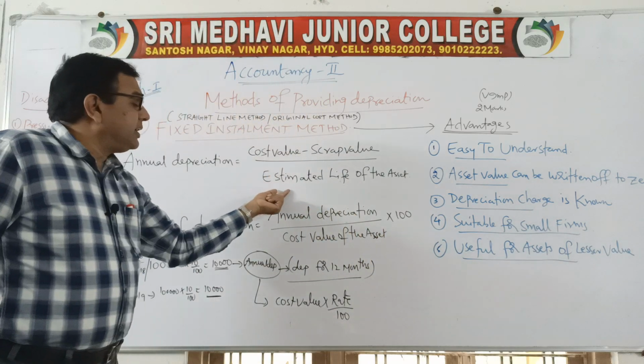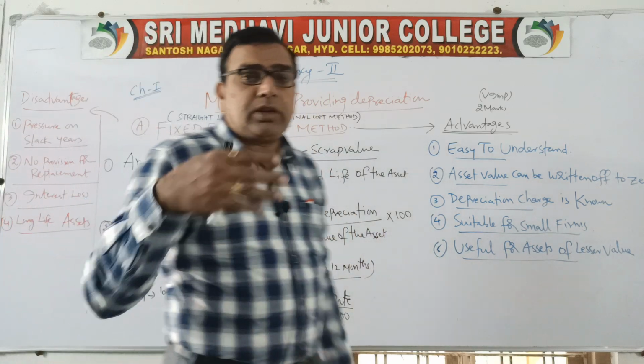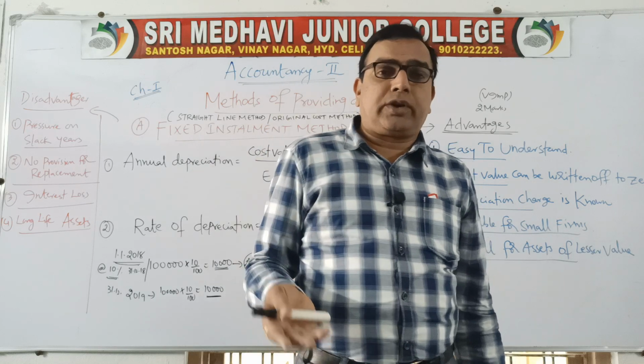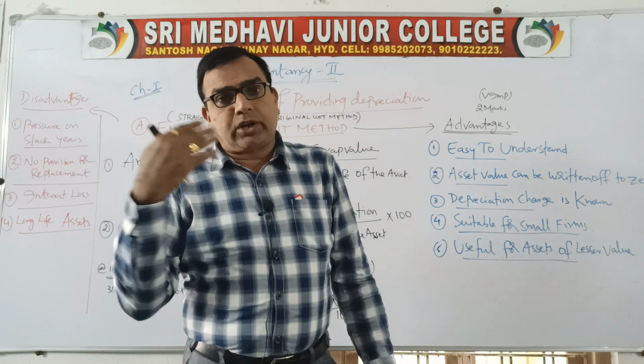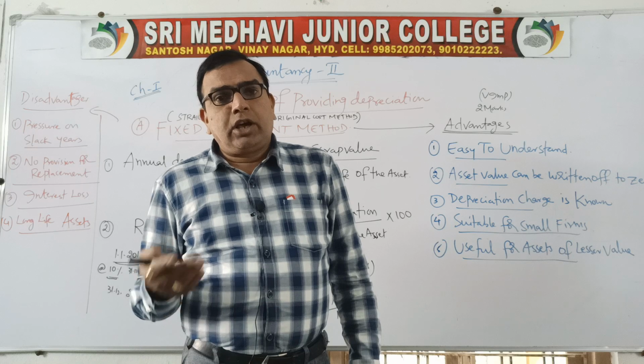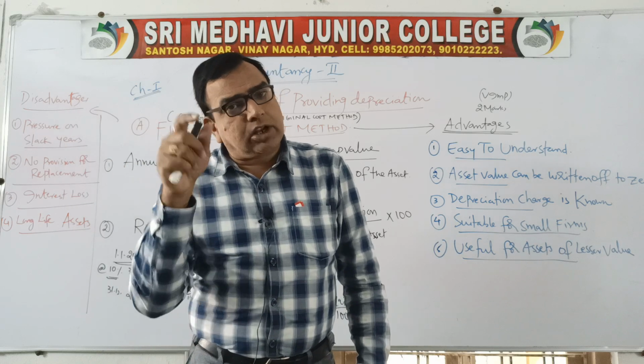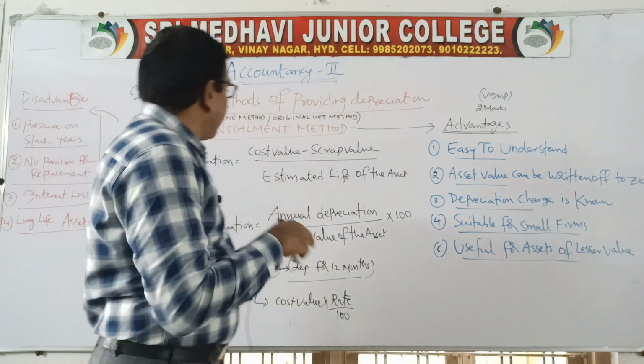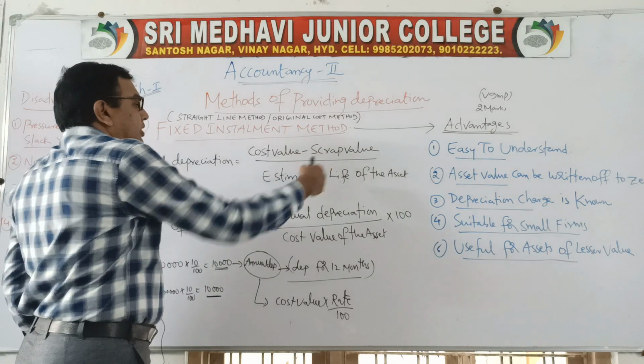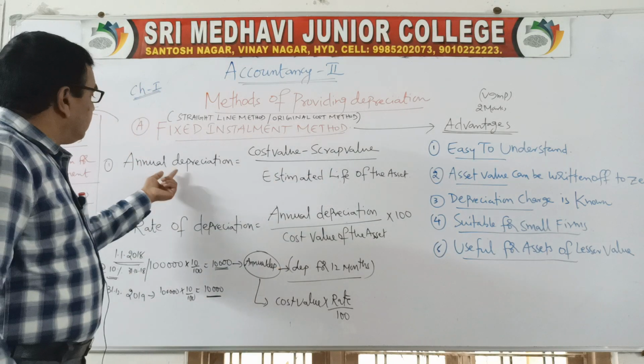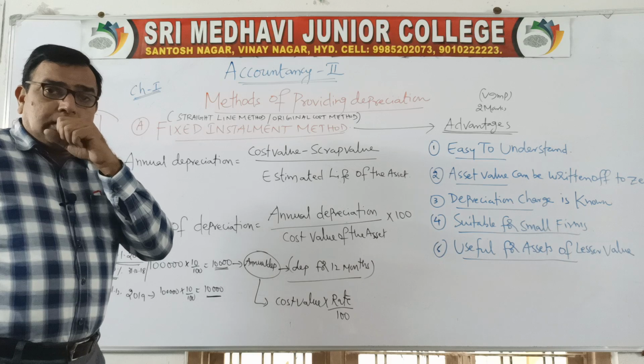So then estimated life of the asset means how many number of years the asset will be useful for you. Okay, what is the productivity life of the asset? How many years it will be in working condition? That also will be given in the question. So cost value minus scrap value by estimated life of the asset is done, you will get annual depreciation.